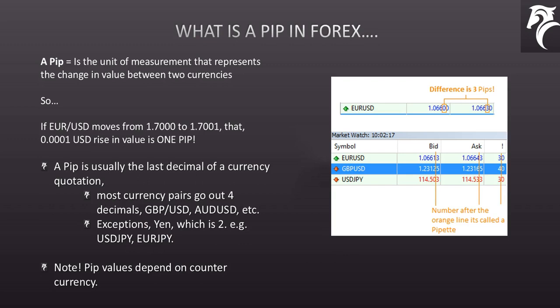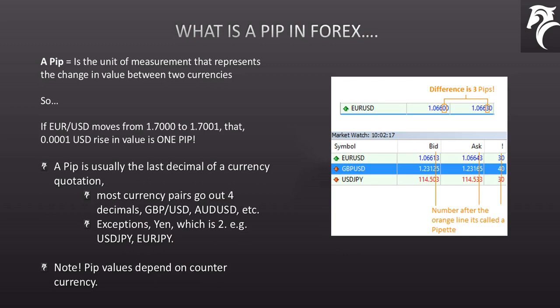And again, it's a 100 pip move if it goes from 1.7000 to 1.7100. A pip usually goes out to 4 decimal places. Most currencies like this, which include sterling dollar, dollar CAD, Aussie dollar, dollar Swiss, etc. However, there is the odd exception, and that is the Japanese yen, which goes out to 2 decimal places. So a pip in dollar yen goes out only 2 places.